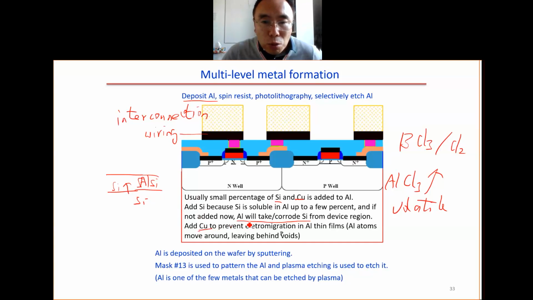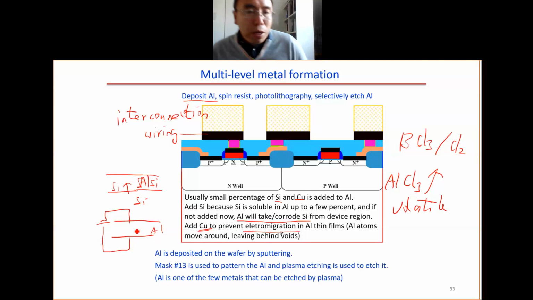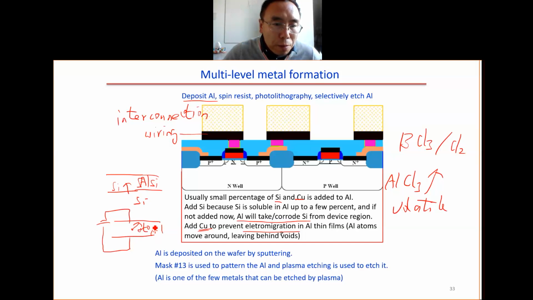We add the copper to reduce electromigration. If we have an aluminum film and you apply some voltage, the aluminum atoms will move around. This is called electromigration. The atoms move around when you have the electrical field, and they leave behind voids. This is not good. So by doping with some copper, the aluminum will be kind of fixed. It will not move around.